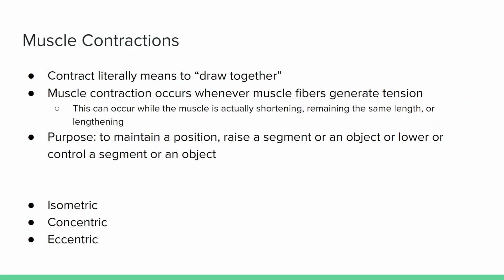So the purpose of muscle contractions is to maintain a position, raise a segment or an object, or lower and control a segment or an object. So we have three types of contractions: isometric, concentric, and eccentric.